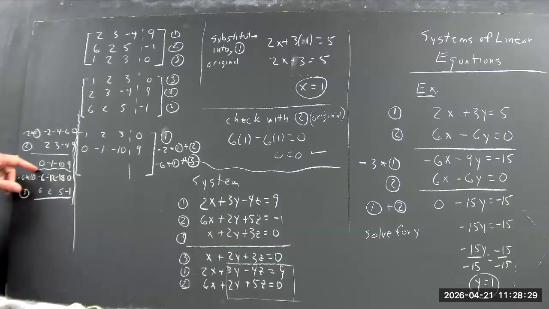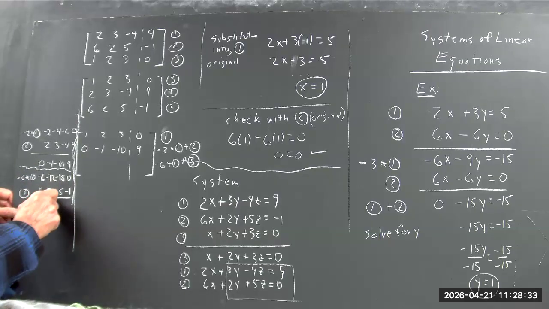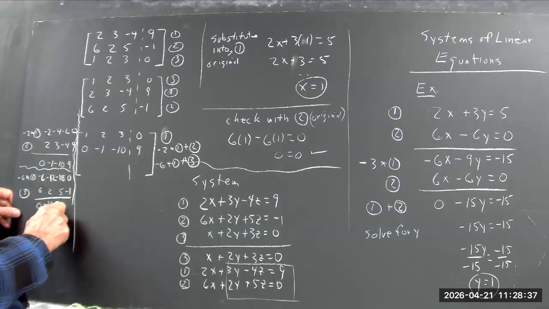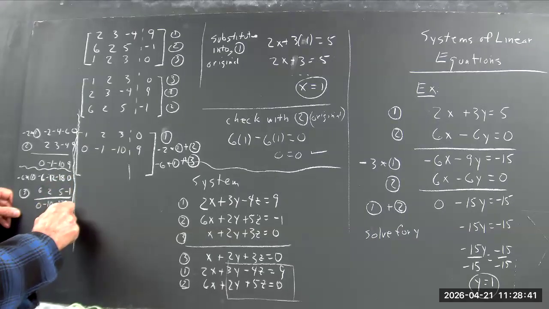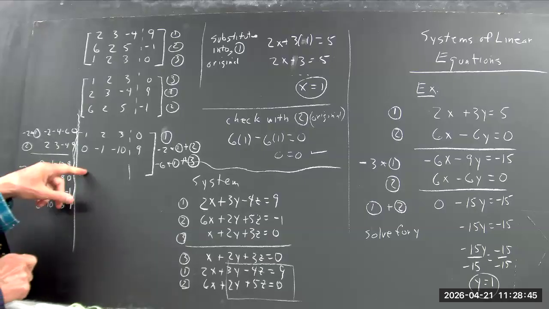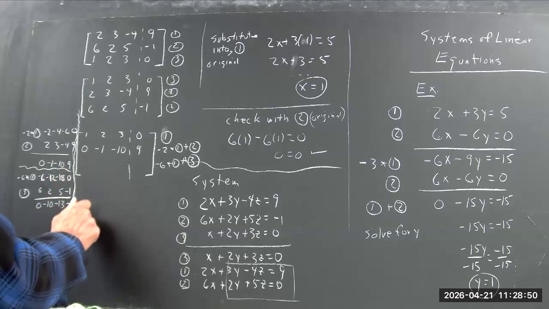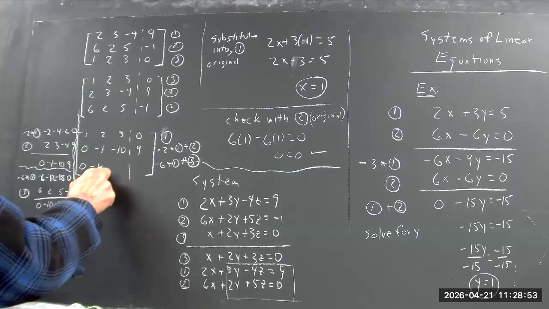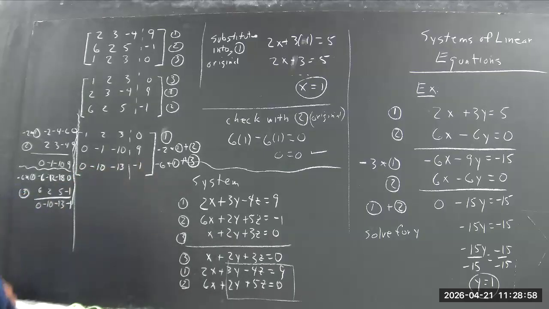Now I add those two. Negative 6 and 6 gives me 0, which is what I want. Negative 12 and 2 gives me negative 10. We have negative 18 and 5 gives me negative 13. 0 and negative 1 gives me negative 1. So that's what I now write over here. Okay. So that's going to be 0, negative 10, negative 13, negative 1.